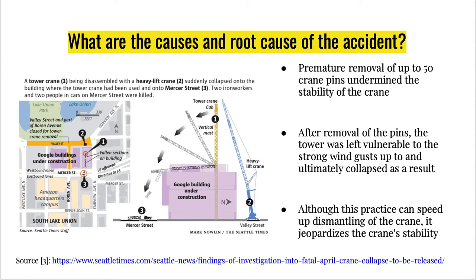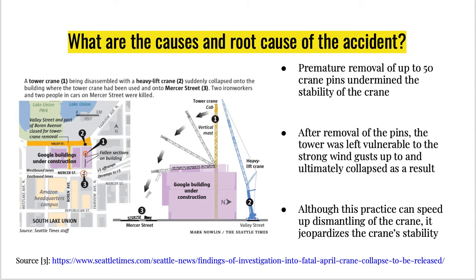What caused this accident to happen in the first place? Well, an investigation was launched to answer this question by the Washington State Department of Labor and Industries in cooperation with the building developer Vulcan Incorporated, the City of Seattle, and the general contractor GLY Construction. Initially, it was not known what caused the collapse to occur, though there was speculation it may have been because of improper removal of the pins and bolts holding the crane together.